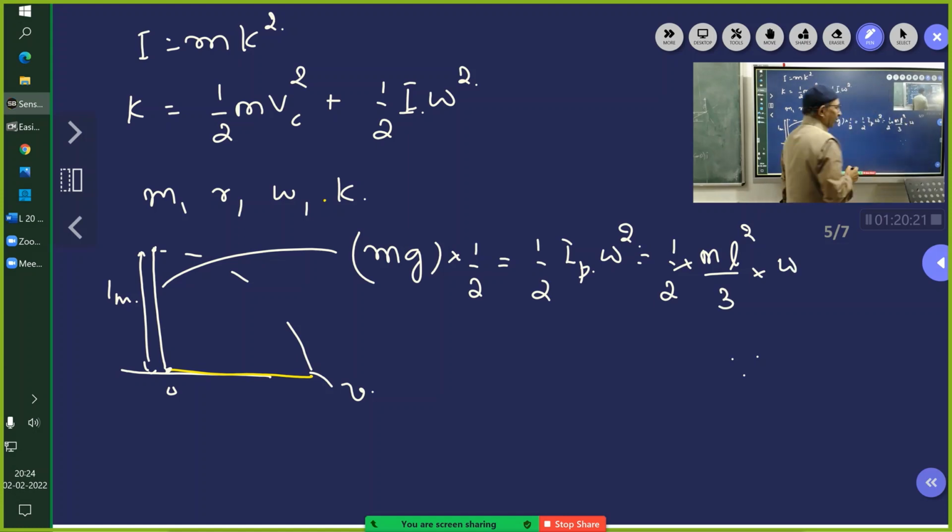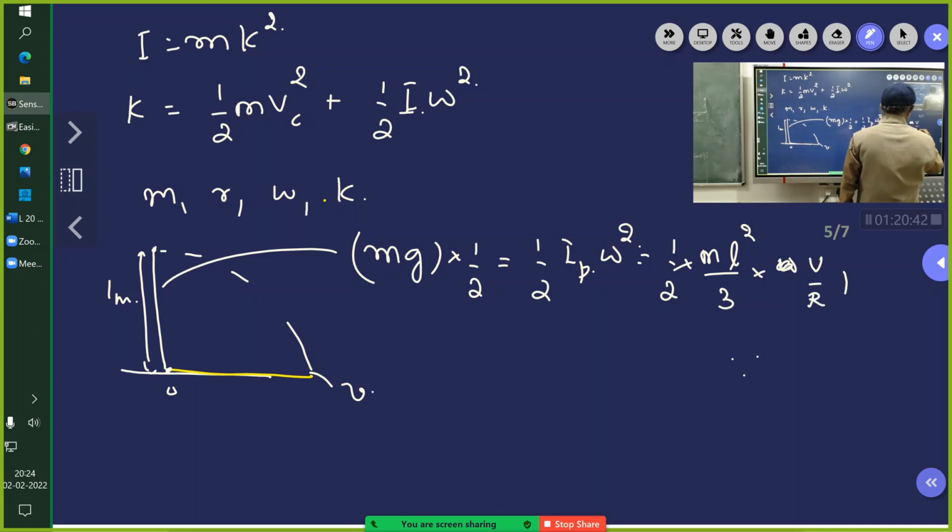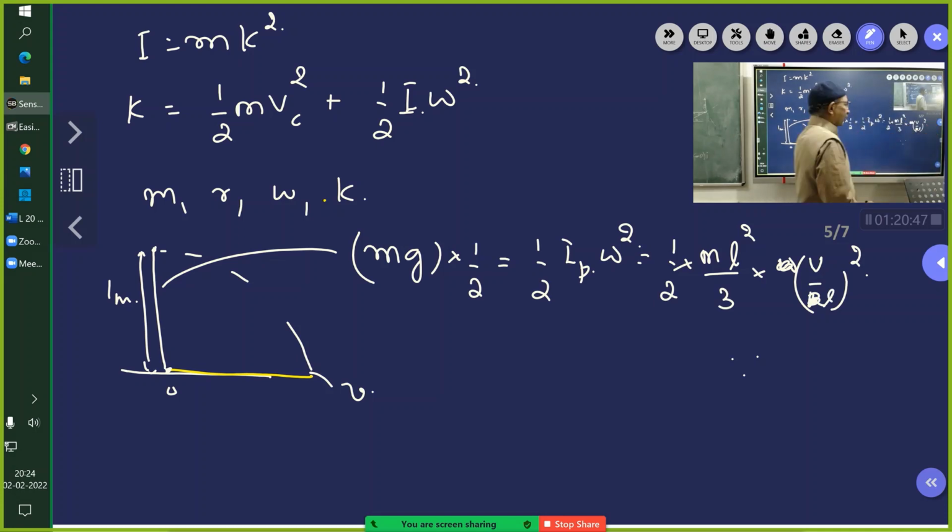And what is this omega? You have to convert it into velocity. V is equal to omega r, so omega is equal to V by r. In half I omega square, instead of omega square you write V by r whole square, and r here is L. Sir, r is equal to L by 2, you should take the center of mass.